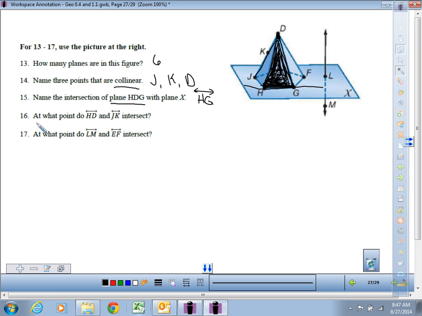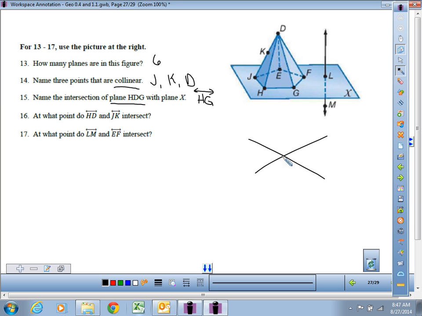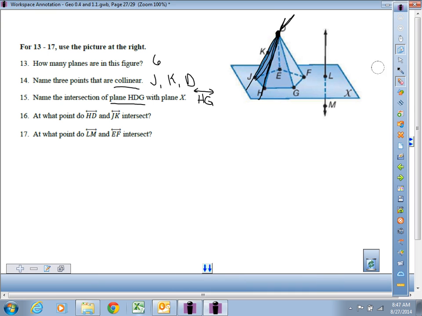Okay. Now we're looking at number 16. It says, at what point do line HD and line JK intersect? So now we're looking for the intersection of two lines, and two lines intersect at a single point. So we need to find the point at which they intersect. Let's trace. Line HD, that would be this guy. Remember, it extends forever and ever, amen. And line JK would be this guy right up here, and it extends forever and ever in each direction. So they intersect right there, which is point D.